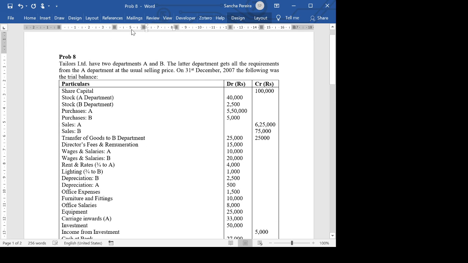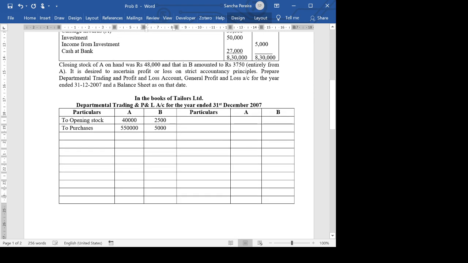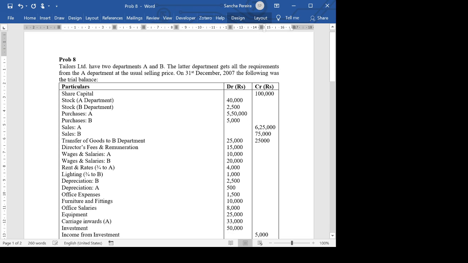Then we have sales on the other side, 6,25,000 and 75,000. By sales, 6,25,000 and 75,000. Then we have the transfer of goods to department B.